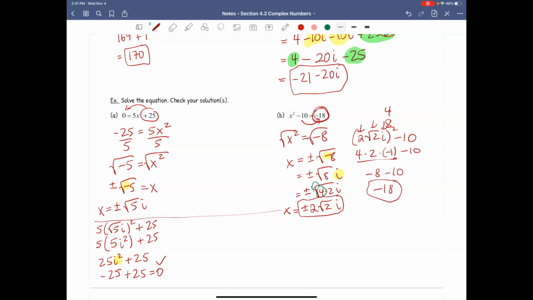And again, remember that that's what our right-hand side said, and so therefore we can say that positive 2 square root of 2i is a correct solution. I will leave it to you to plug in negative 2 square root of 2i and show that it is also a correct solution.